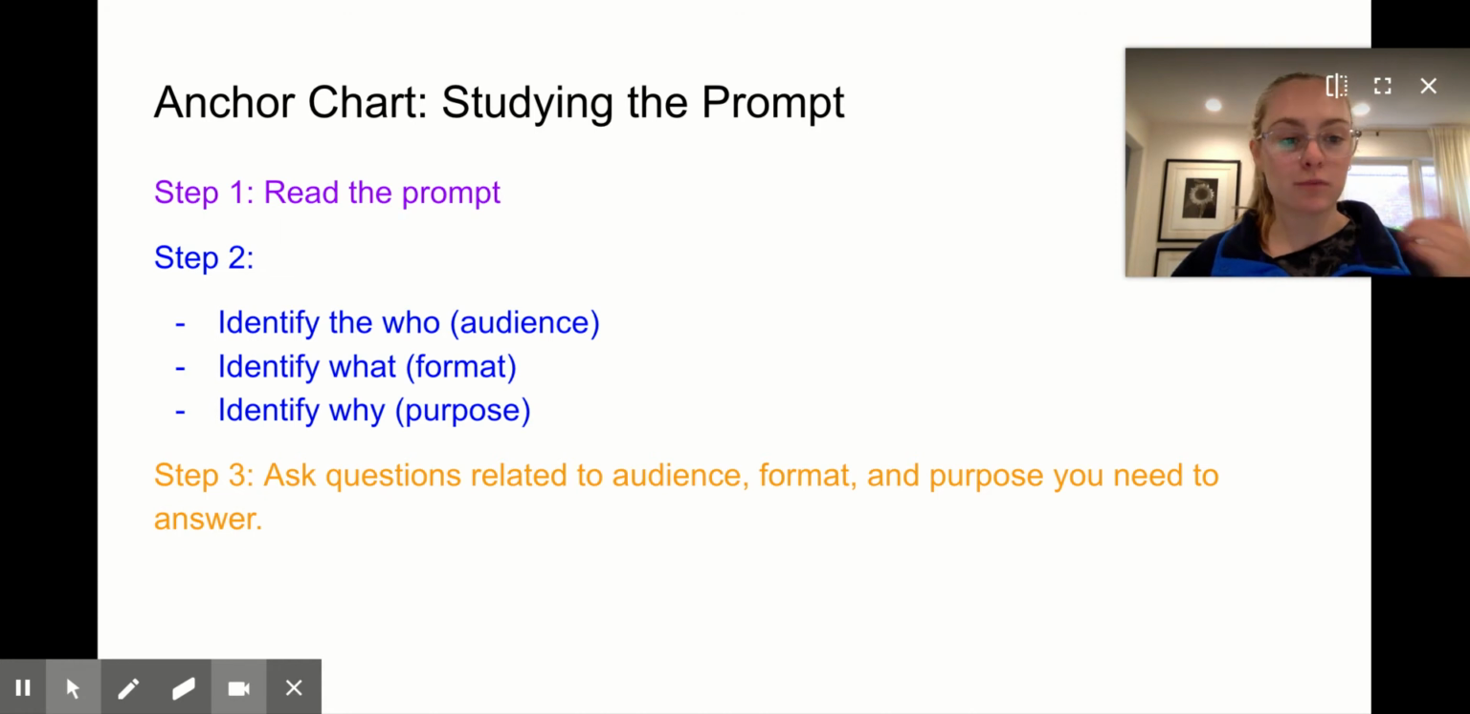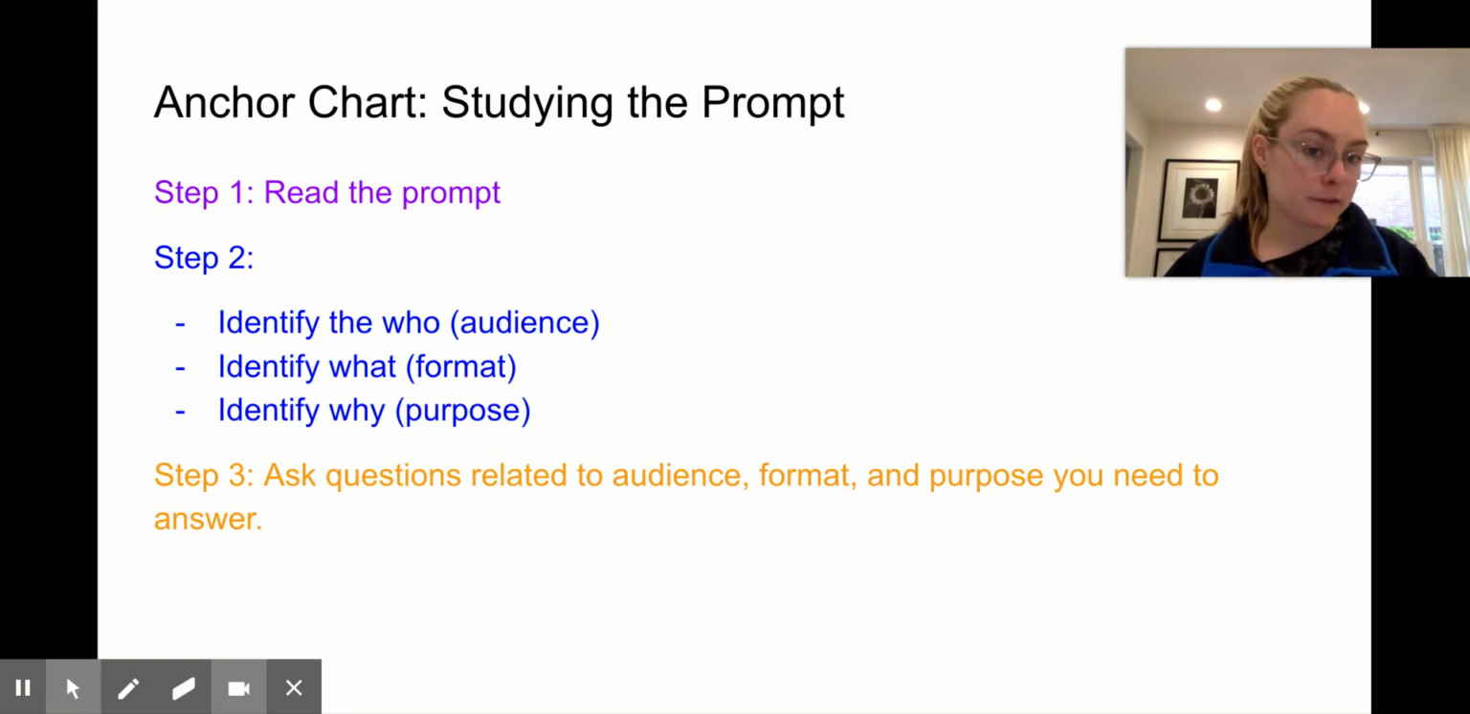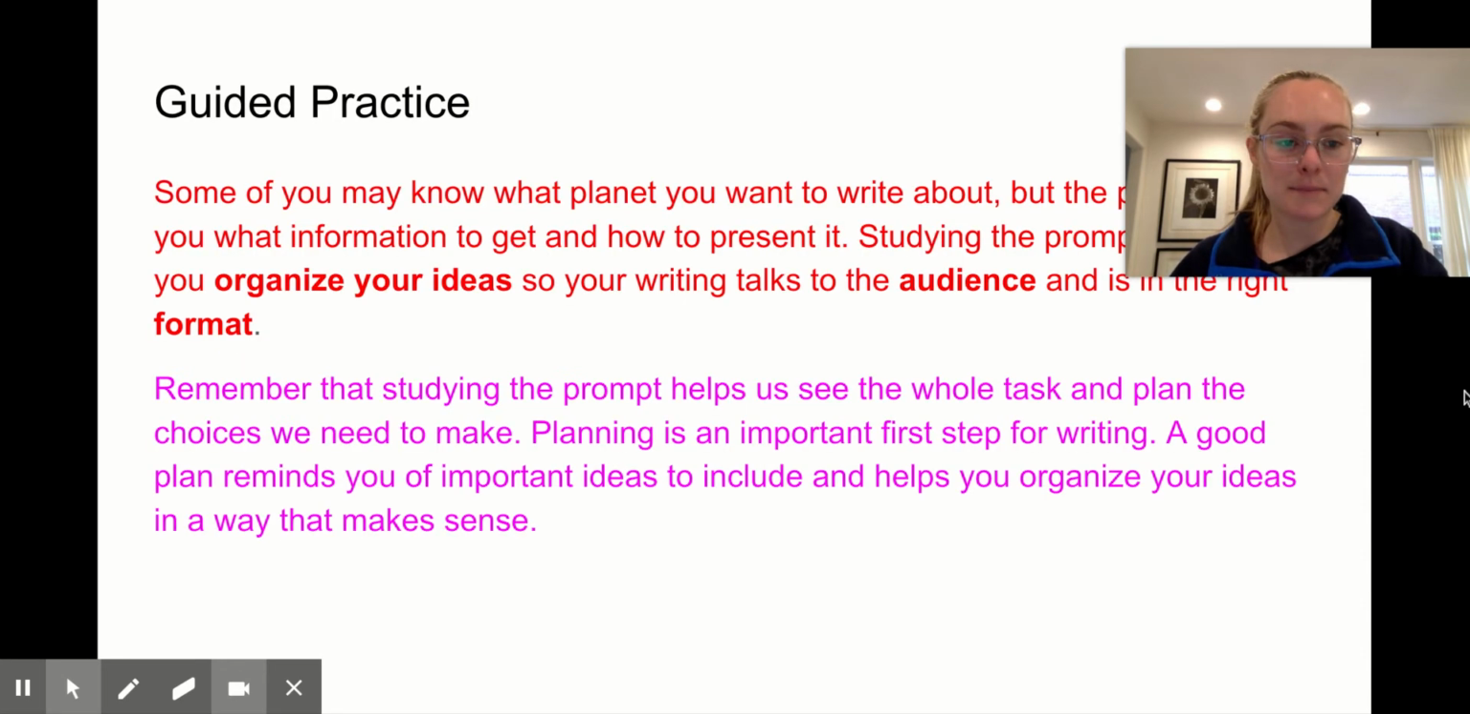So step 1 is to read the prompt. Step 2 is where we're going to identify who is our audience. We need to identify what the format is, and then we also need to identify our purpose. Why are we writing this piece of writing? What is our purpose for writing this writing? And then step 3, you're going to ask some questions related to the audience, format, and purpose that you are going to answer by the end of this writing unit. So let's go ahead and get started by following our 3 steps.